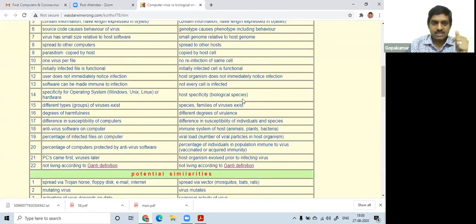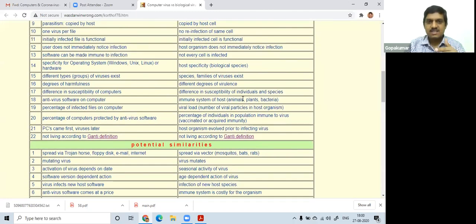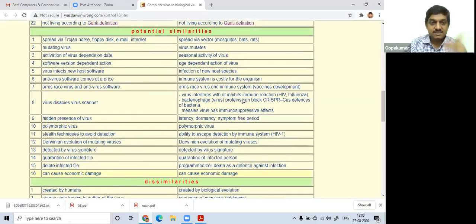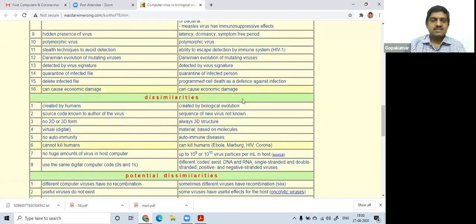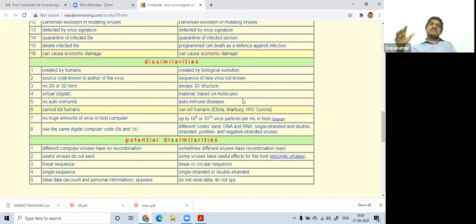Scroll down, there are 22 they have identified. I'm not going into the details. Potential similarities, dissimilarities. A lot of things, very interesting. Because if you go through all these, maybe you can think from a research point of view, or from some unique way, of some innovative solution or innovative problems that you can find from this particular website.